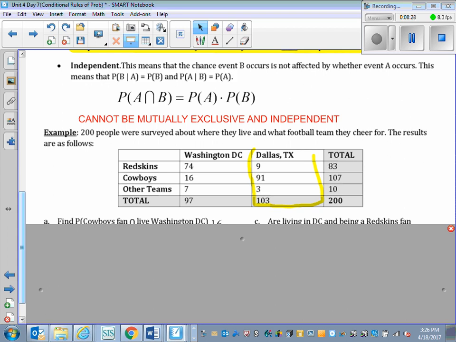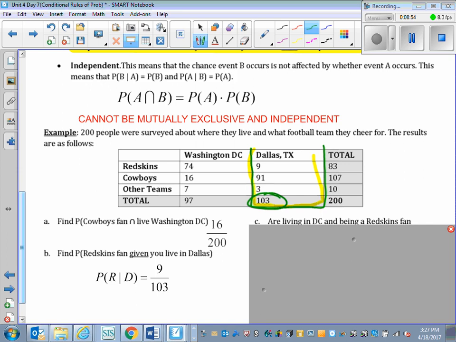The probability, so you're looking at B, that they are a Washington football fan given they live in Dallas. So given that they live in Dallas, again, we're only going to look at this column because that's what's given. So the total now is 103. Remember, Washington football fans, it's 9, so that's going to be 9 out of 103.